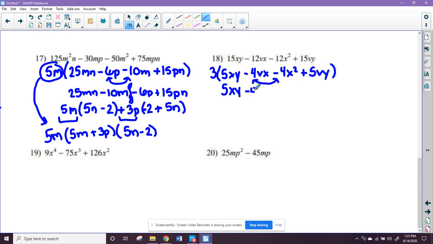So minus 4x squared minus 4vx plus 5vy. Now we can factor by grouping. So split it right down the center. Greatest common factor here. The only thing we can take out of here is an x. So we're going to take out an x. What are we left with? 5y minus 4x.